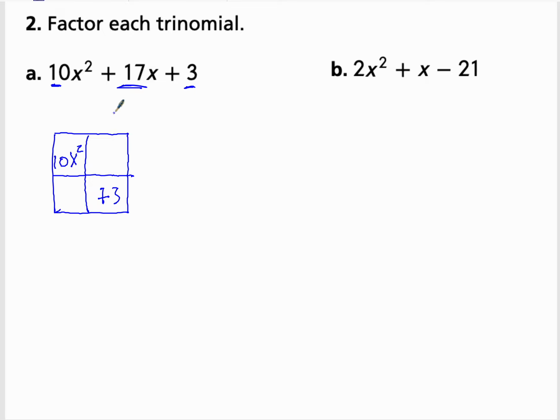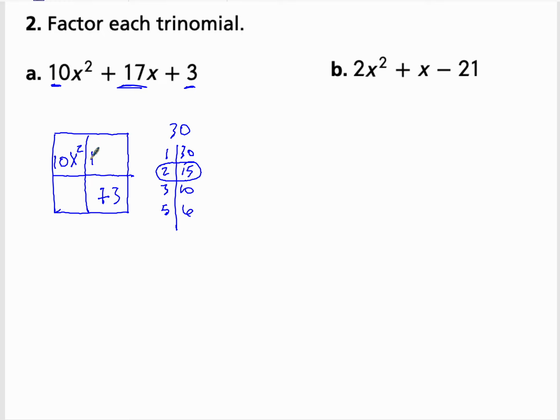So I need 10 times 3, which is 30, and I need to know the factors of 30 that multiply to 30 and add to 17. And so factors of 30 are 1 and 30, 2 and 15, 3 and 10, 5 and 6, right? Well, the two of these that I need are 2 and 15. And so those were the two numbers that were in these two boxes that added up to be 17. It has to be those two numbers because they're the only ones that fit.